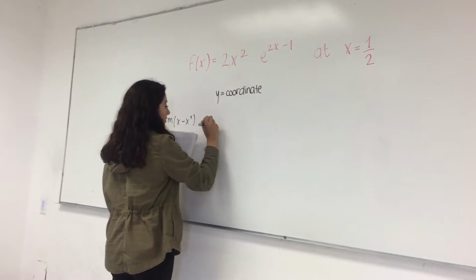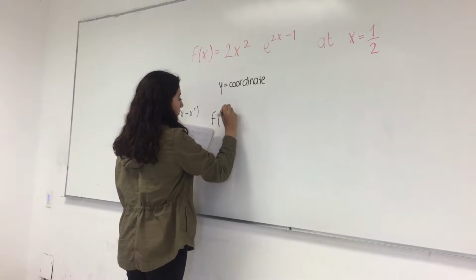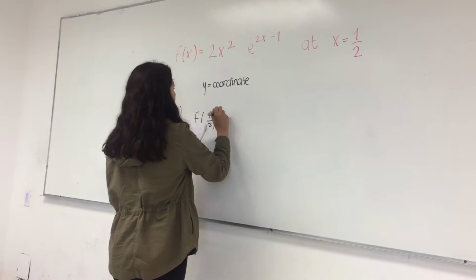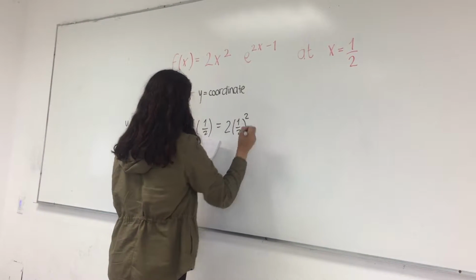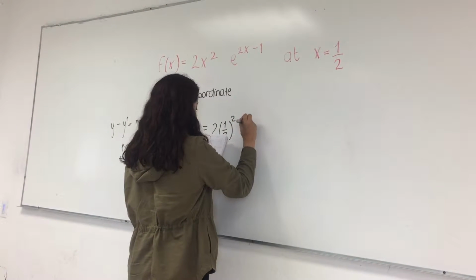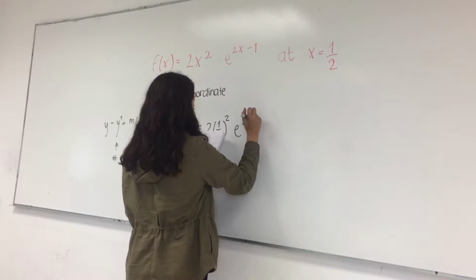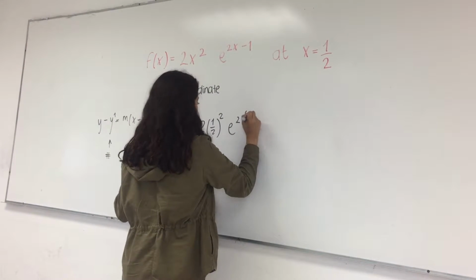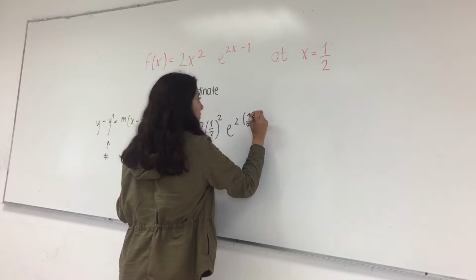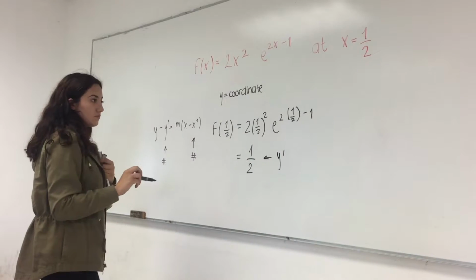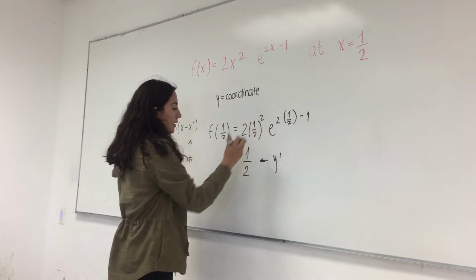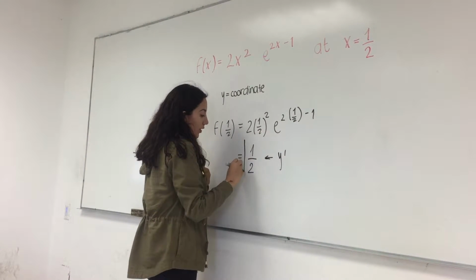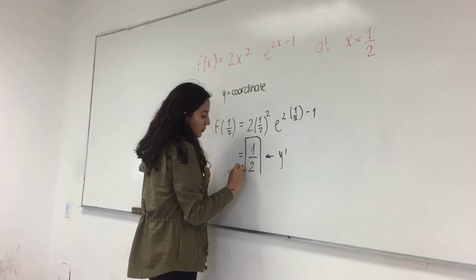So it's 1/2 equals 2 times 1/2 to the second power, times e to the 1/2 minus 1. So as we solve this equation, we get the answer that it's 1/2, which is y prime.